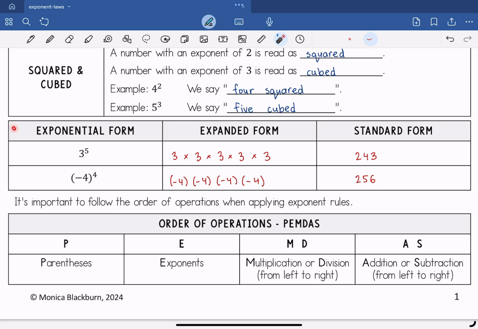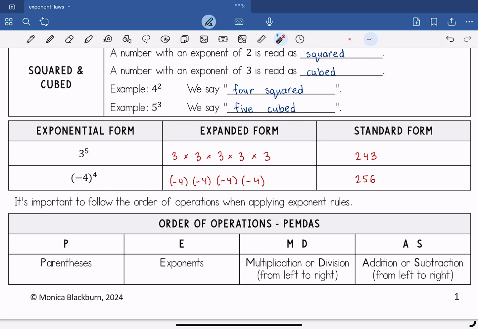Exponents can be represented in exponential form, expanded form, and standard form. So 3 to the power of 5 in expanded form is 3 times 3 times 3 times 3 times 3. So 3 multiplied 5 times. And then if you evaluate that, in standard form it will be equal to 243.